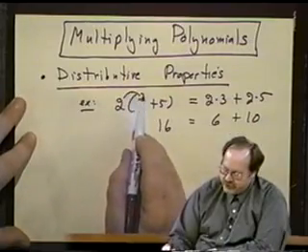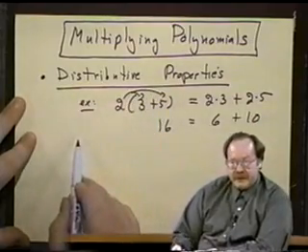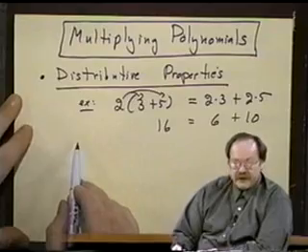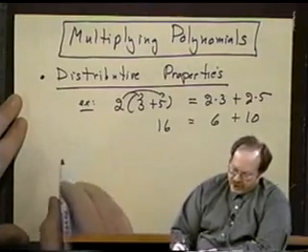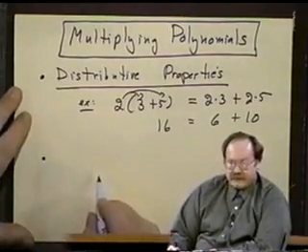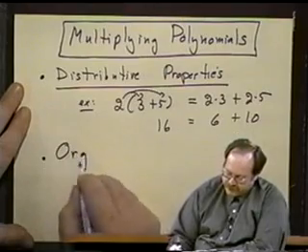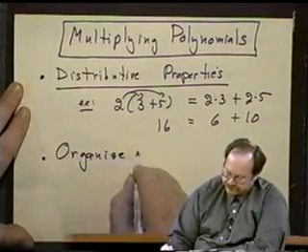To bring this 2 across and multiply it times both of those is called the distributive property of the real numbers. The other point I wanted to make here before we get started is it is very important to organize your work.